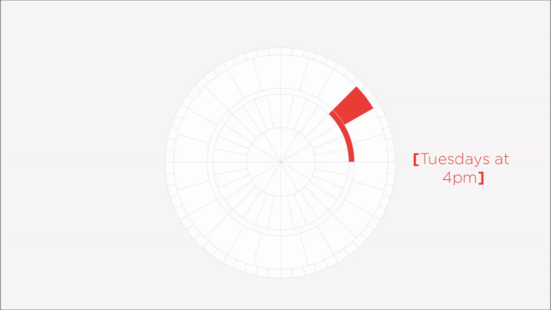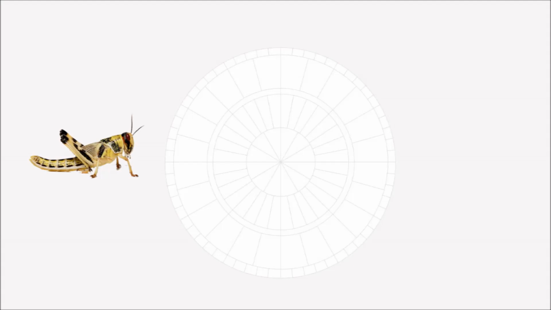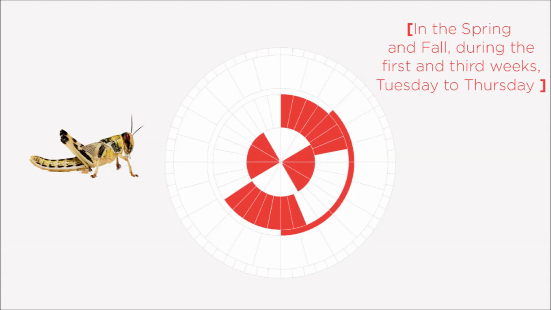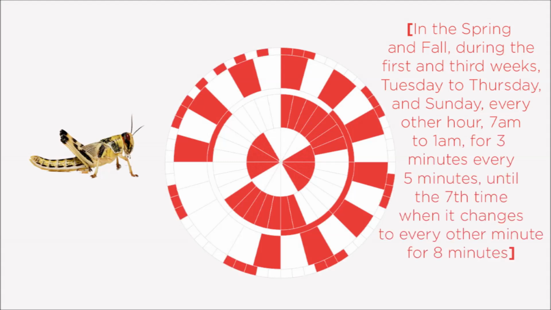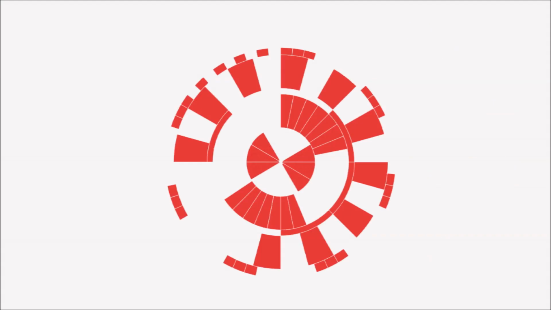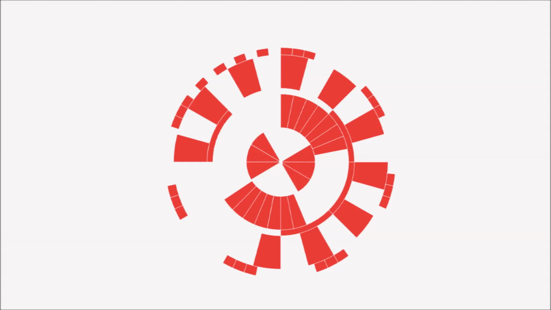So let's say you have a meeting on Tuesdays at 4 p.m. in March. Actually, March 8th, for 15 minutes. Let's say there's an insect that gives a mating call that is only in the spring and fall, during the first and third weeks, Tuesday to Thursday and Sunday, every other hour from 7 a.m. to 1 a.m., and for 3 minutes every 5 minutes until the 7th minute when it changes to every other minute for 8 minutes. That is a lot of information to encode into a symbol with no words. Now I'm not saying you would do this, but the chronoglyph is flexible enough that you could. And this looks almost like a QR code that you could scan with an app. Only it's a QR code that you don't need an app for, since you can scan it with your brain.